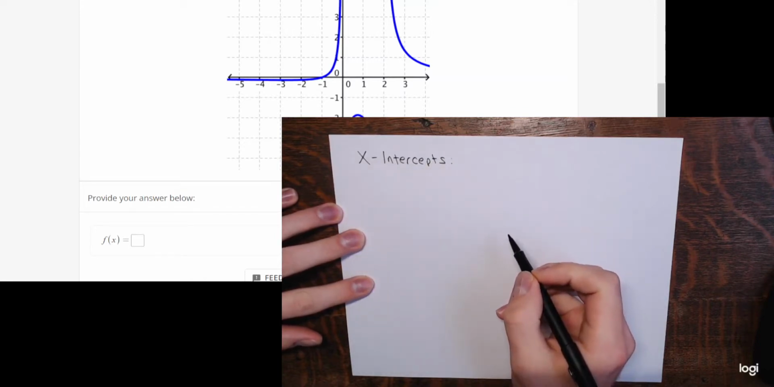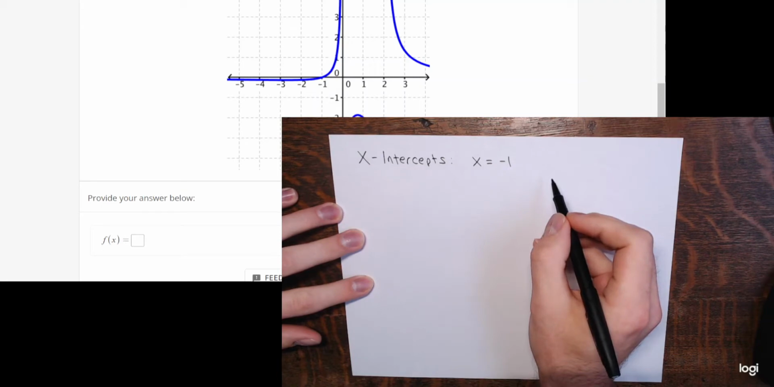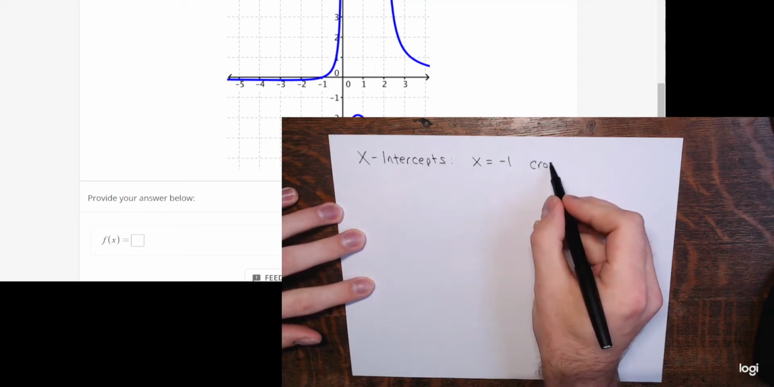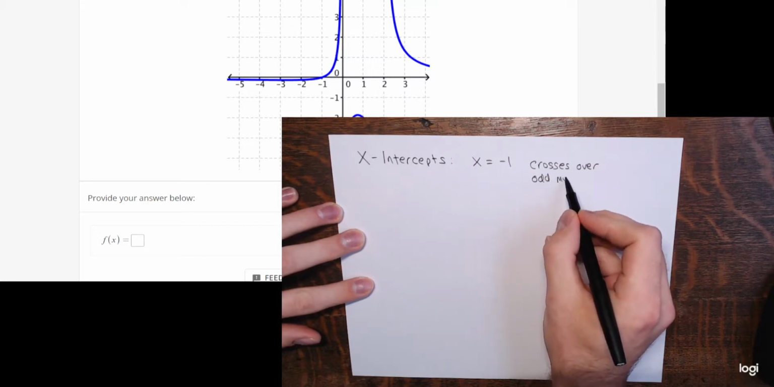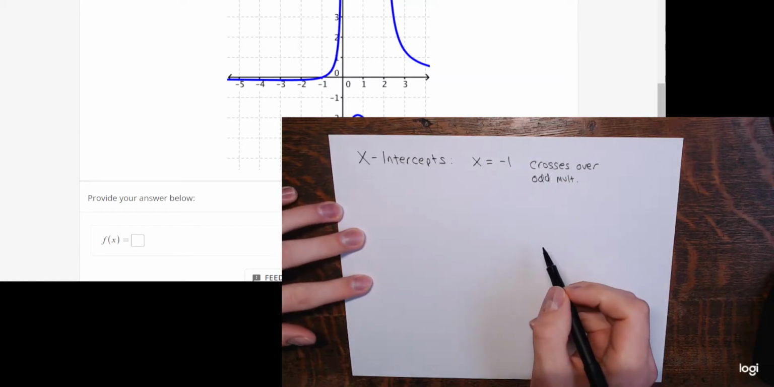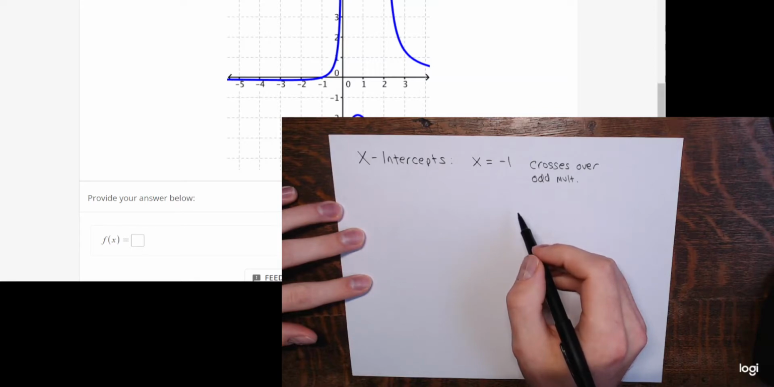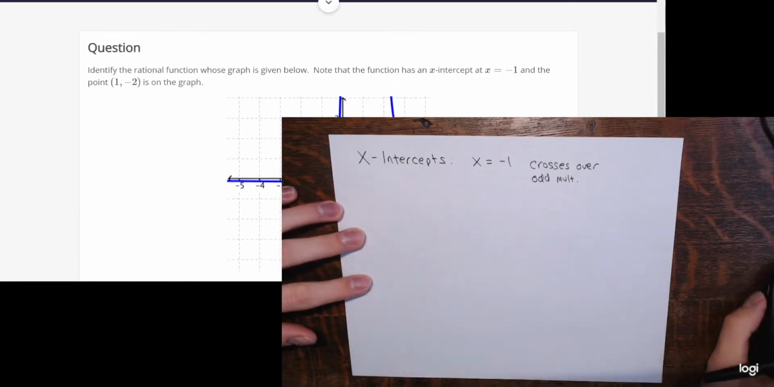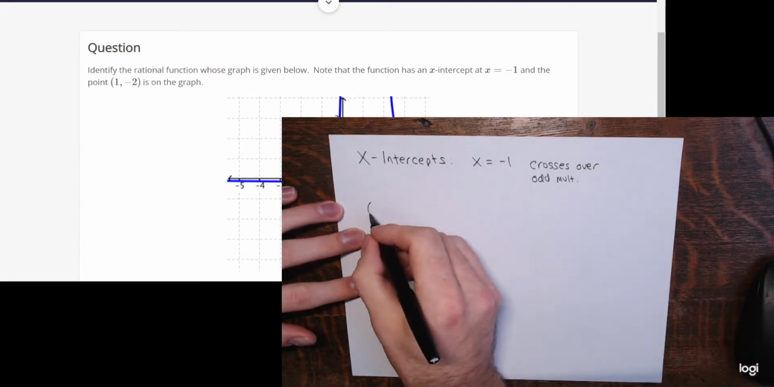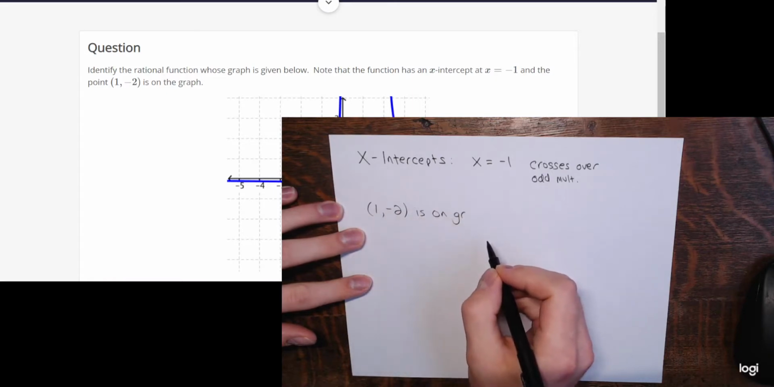Just at -1. Just x equals -1. And notice that the graph does cross over. All right, crosses over the x-axis, so it'll have an odd multiplicity. I'll just put odd mult. And to make it as small as possible, I'll just say it has a multiplicity of 1. And that's the only x-intercept. The y-intercept, did they tell us the y-intercept? Nope, but they are telling us the point 1, -2 is on the graph. So the point 1, -2 is on the graph. That's going to help us find that scale factor of a.